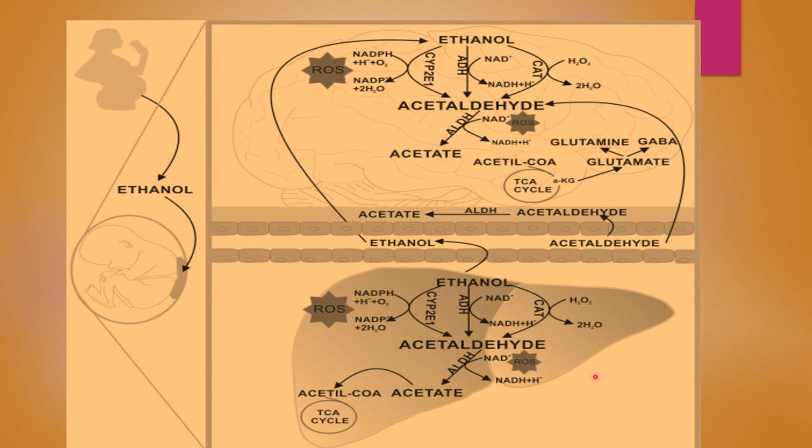Alcohol dehydrogenase is actually a nicotinamide adenine dinucleotide dependent cytoplasmic enzyme, and it has two zinc atoms per subunit. And alcohol dehydrogenase is a dimer and has 6 isoforms.